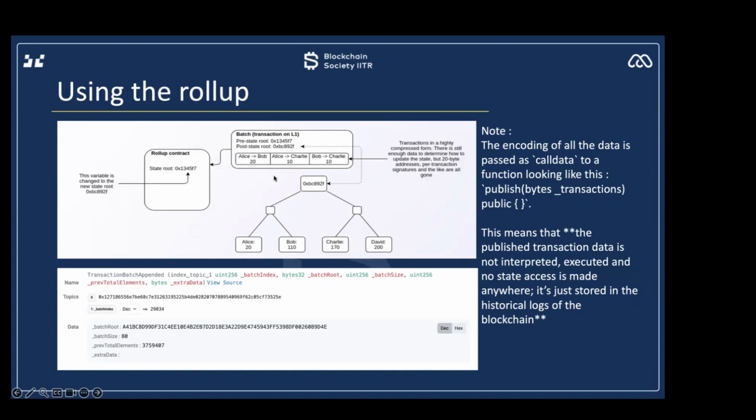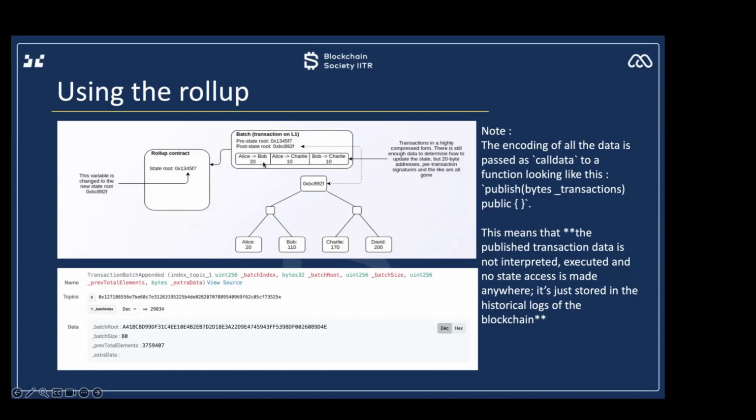Now, the new state root will be submitted to the rollup contract. This rollup contract is on the L1 blockchain, and the new state root will be verified on the L1 blockchain. In this way, all the transactions that happen between Alice, Bob, and Charlie will be verified as correct. The new state root that we have achieved is as per the transactions that have happened. And in this way, all the transactions that were performed off chain on Arbitrum or Optimism are verified on layer one.